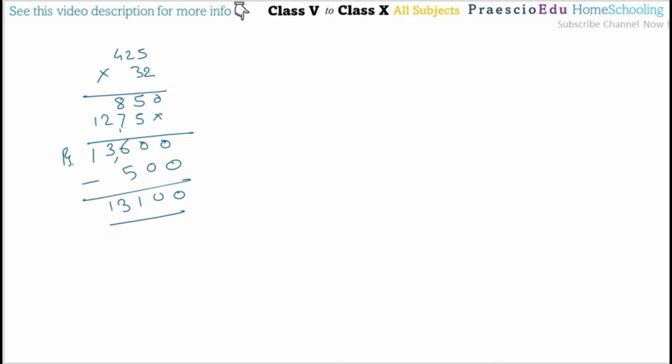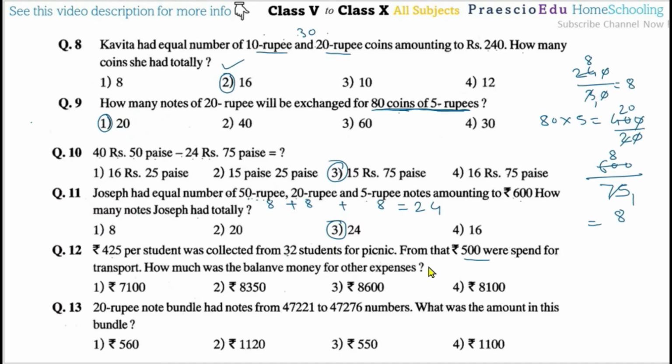13,100, but this is not in our options, so our answer is 13,100. So this is the balance amount. So for question number 12, any one of the four options we could mark as the correct answer, but our correct answer means rupees 13,100.